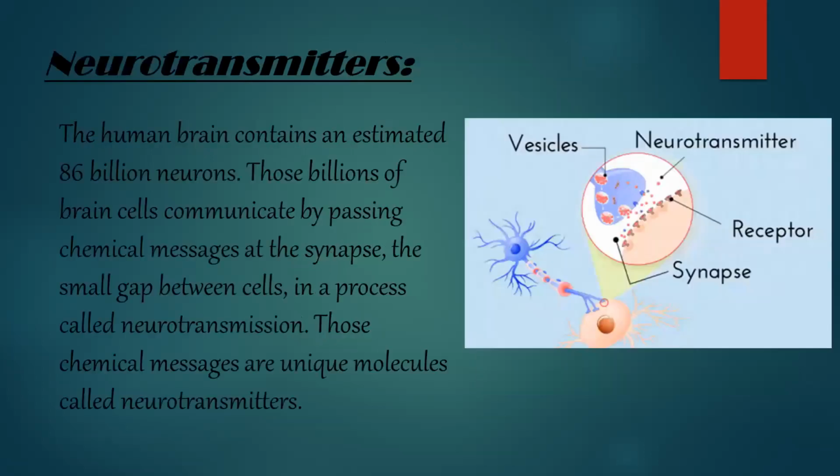Neurotransmitters. The human brain contains an estimated 86 billion neurons. Those brain cells communicate by passing chemical messages at the synapse, the small gap between cells, in a process called neurotransmitter transmission. Those chemical messages are unique molecules called neurotransmitters.